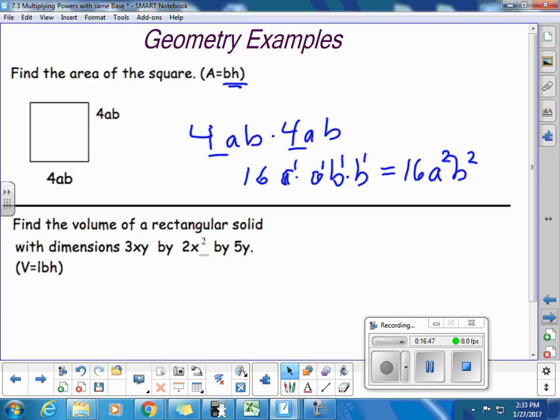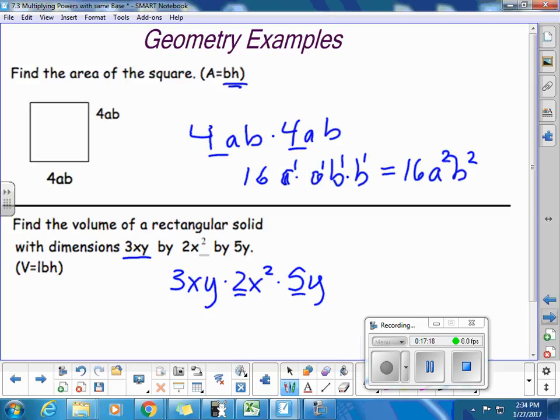Find the volume of a rectangular solid with the dimensions 3xy by 2x squared by 5y. I thought that was a b in there. So volume is length, width, height, but it's multiplying the three dimensions together of a rectangular solid. So our dimensions are 3xy times 2x squared times 5y.